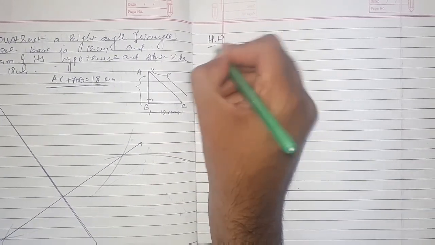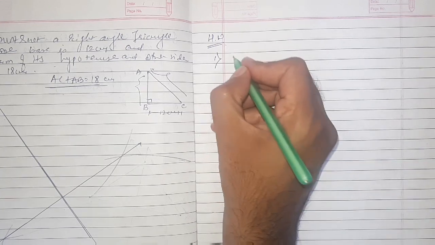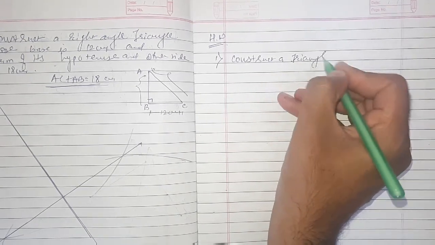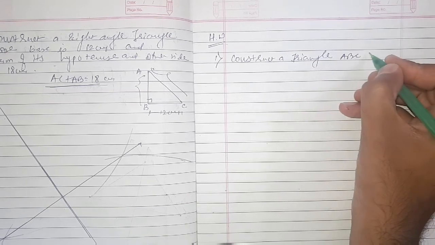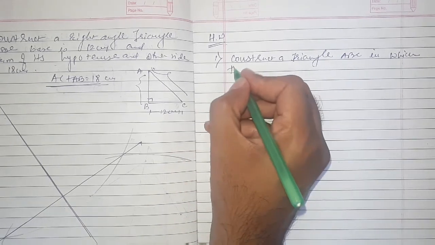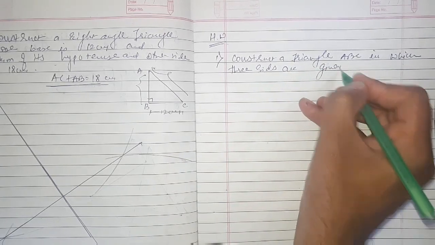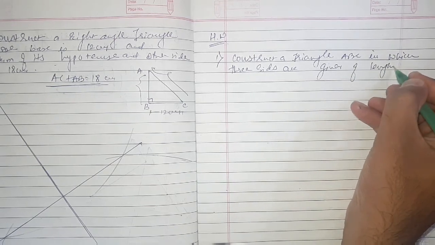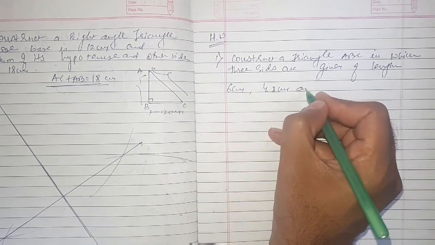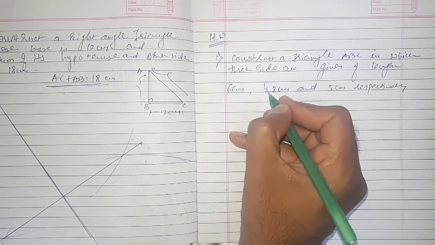So for the homework, write down the questions. First question: construct a triangle ABC in which three sides are given of length 6 centimeter, 4.8 centimeter and 5 centimeter respectively.